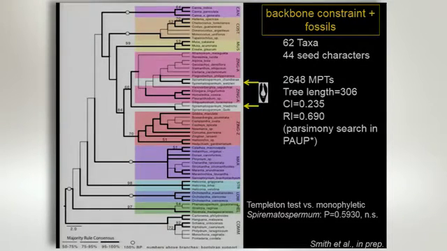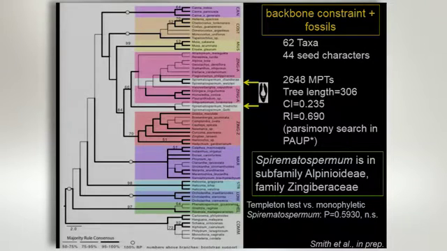If we put in the fossils, so this is an analysis with just the 4 Spirometospermums, they very strongly go in with the subfamily Alpinioideae within the family Zingiberaceae. So they're crown Zingiberaceae. And there's no difference whether we constrain this to be monophyletic Spirometospermum or not with a Templeton test. So we're pretty confident that that's where Spirometospermum goes.